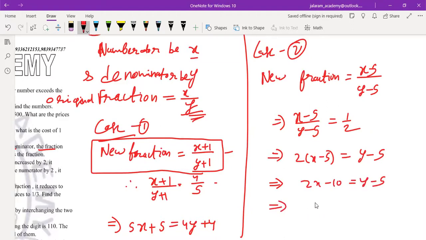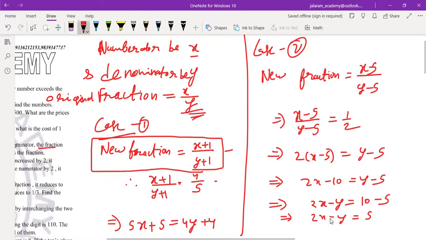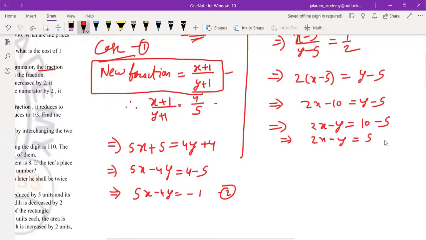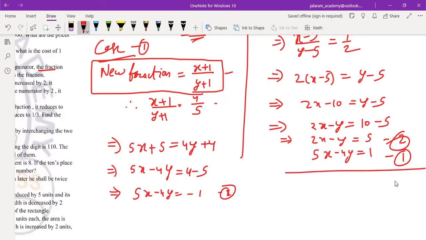It implies 2x minus y equals 10 minus 5, with 10 transferred to the right hand side. So 2x minus y equals 10 minus 5, which is 5, equation number 2. And first we write equation number 1 also, 5x minus 4y equals minus 1. Now you can solve it with any method which has been discussed before in the sessions of simultaneous linear equations. If we use the elimination method, we must multiply equation number 2 by 4.